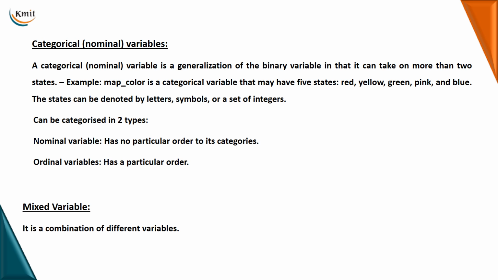Next you have mixed variables. What do you mean by mixed variables? Mixed variables are a combination of different variables. It may be your categorical and your binary, or your binary and your interval, or your interval plus categorical, anything. Any combination is called your mixed variable. So till now what we have seen are data structures. We have two types of data structures: one is your data matrix and the other one is your dissimilarity matrix. Then we have seen types of data. In types of data we have four types: interval variable, binary variable, categorical variable and mixed variable.